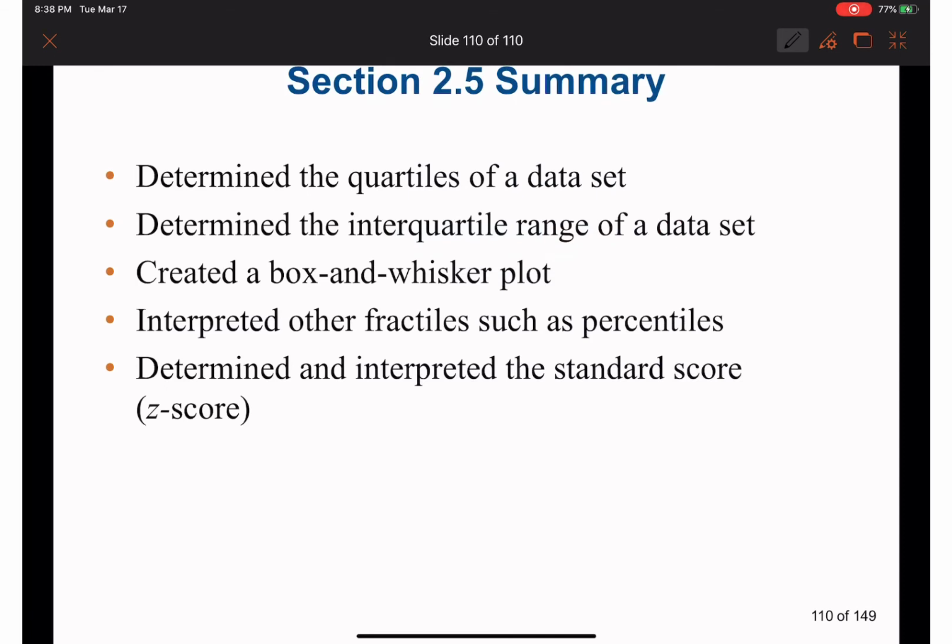Okay, so that was an understanding of z-score, just a slight flavor. Like I said, we will use z-score heavily in chapter 4. So this is all. We learned what quartiles are about, how to identify the interquartile range, created a box and whisker plot, made interpretations on fractiles such as percentiles, and figured out the z-score. All right, see you in chapter 3 recording.